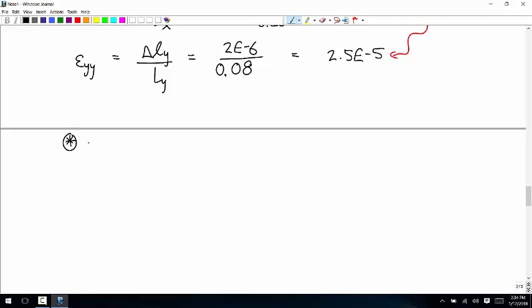So notice that strain never has units. And we'll see that's true for shear strain too. A strain is a strain. Any questions about that? Okay.